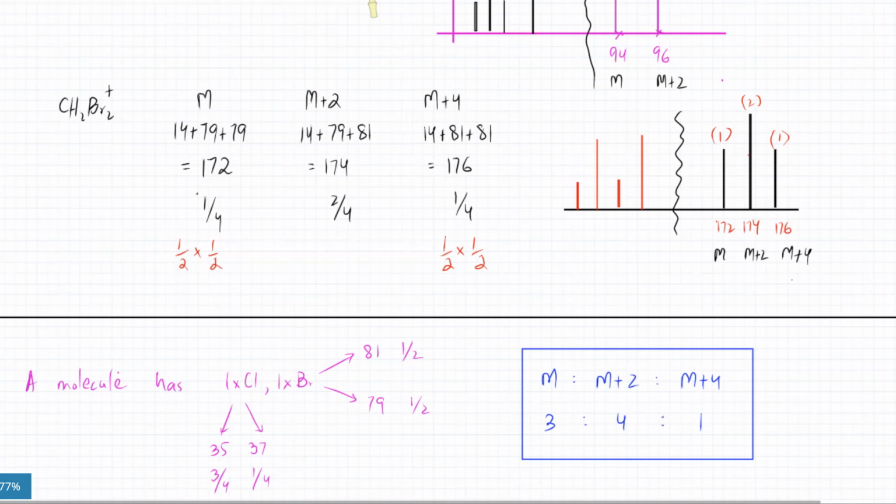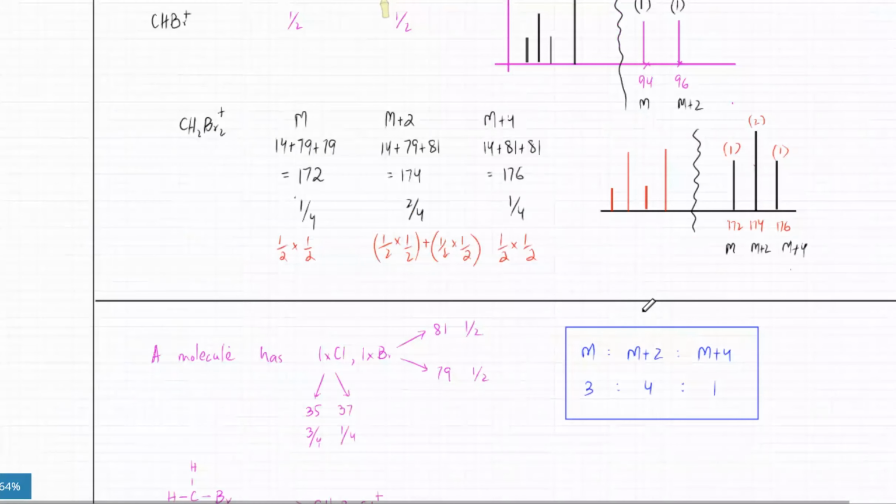And what's the probability of getting one of them as 79? Either the first one would be 79 and the second one is 81, or the other way around, the first one is 81, which also has a probability of half, and the second one is 79. So you get 1 by 4, 2 by 4, and 1 by 4. It's 1:2:1. So you'll get 3 molecular ion peaks, and the relative abundance, or the amount of detection, would be 1:2:1.